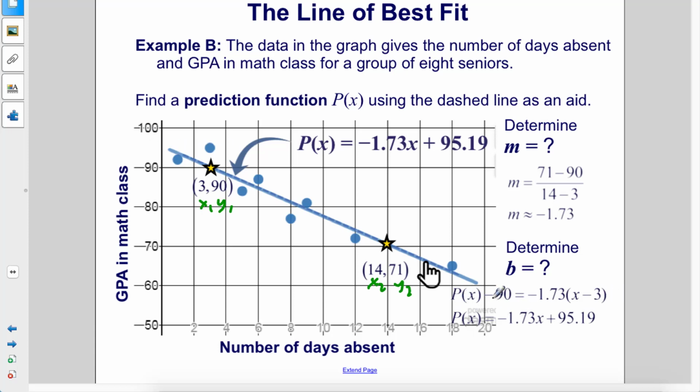Determining b, well, we can extend this line and estimate what it is, but in this case, we're putting the slope into point-slope form, and then solving that way, we see that b ends up being 95.19, and here is our prediction function.